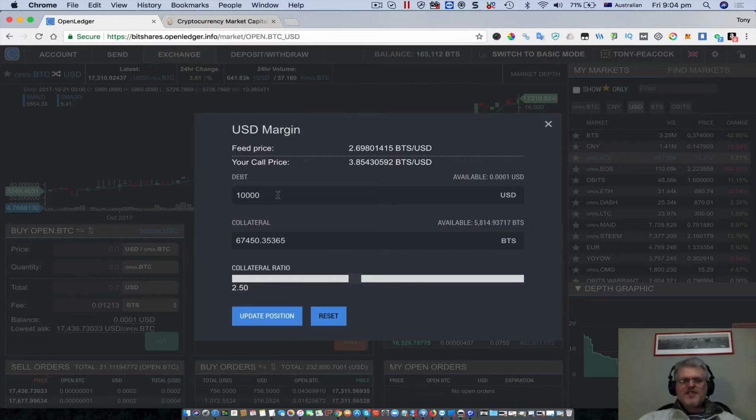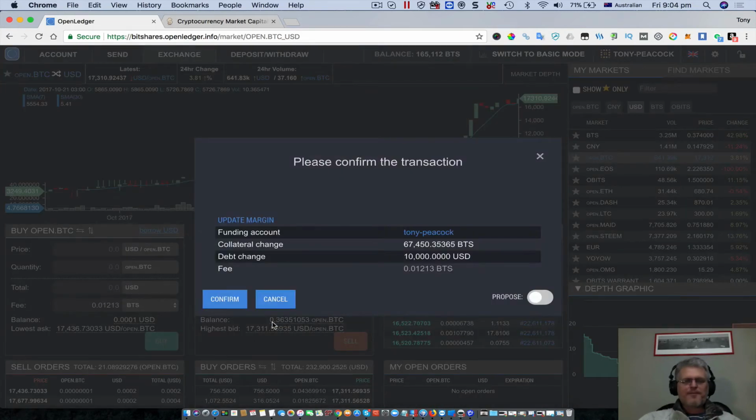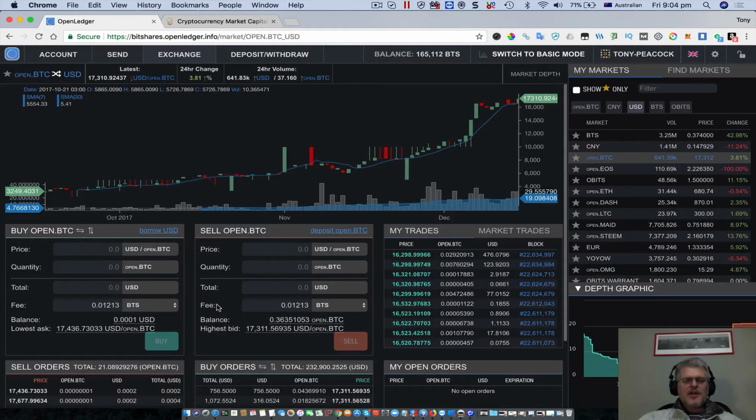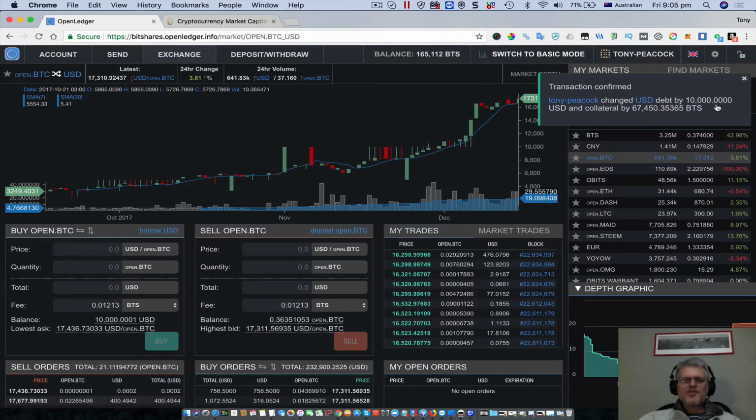On the Bitshares DEX, it's also a bank. It's actually a decentralized bank, except you can borrow this 10,000 and you're not going to be charged any fees whatsoever. You're not going to be charged any interest. Okay, so I'm going to borrow this 10,000 and I'm going to update my position. And then I'm going to confirm, and you can see my fee is a cent or just over a cent. Okay, so I'm going to confirm that. Boom, there you go. I just borrowed 10,000.